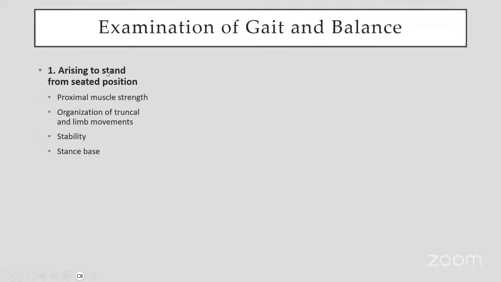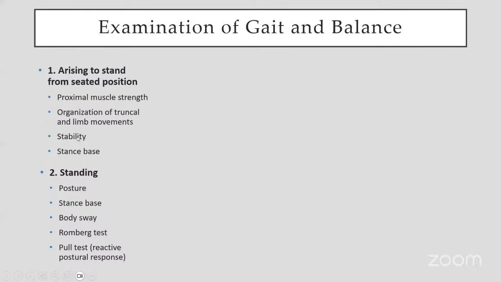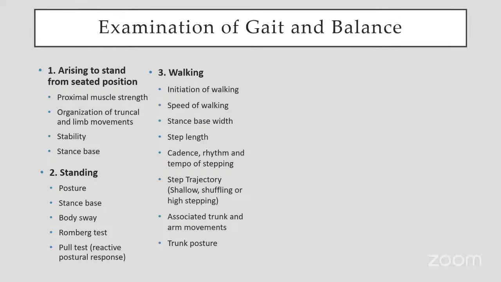So, rising to stand from a seated position. Here, the main things assessed are proximal muscle strength, organization of the truncal and limb movements, stability, and stance base. While standing: posture, stance base, body sway. The Romberg test can be done when he stands, and the pull test is also to be done here. I'll explain it later.